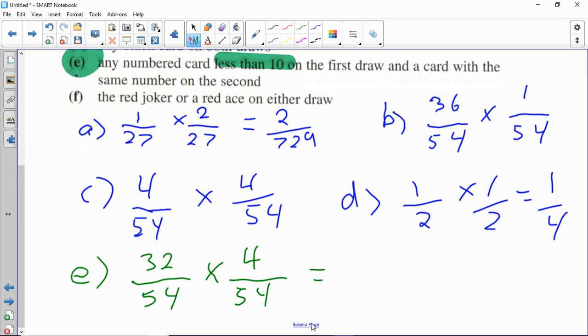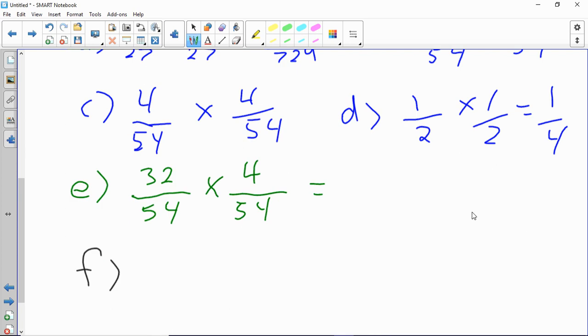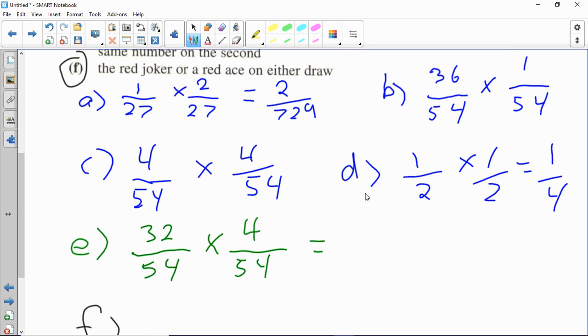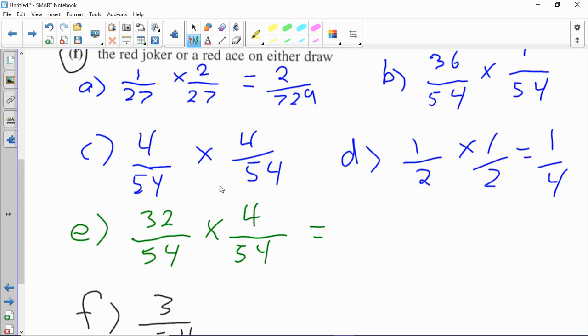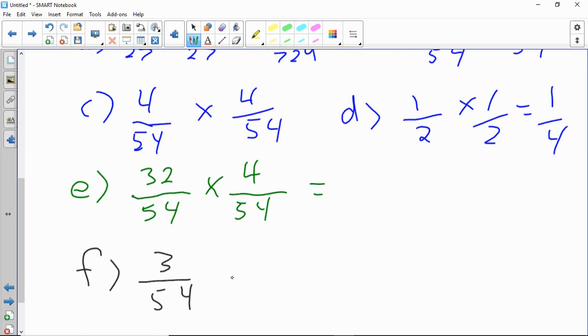And then even a little bit more challenging is F. So let's take a look at F. Okay, so F is the red joker or red ace on either draw. Okay, well there's 1 red joker and there's 2 red aces. So the chance of getting one of those is 3 out of 54. Now this isn't an and, this is an or. Okay, so it's not like this has to happen both times. It only has to happen on one of the draws. So we don't want to multiply. In fact, we should add, because our probability is going to be higher than 3 out of 54. So at first, to be honest with you, this is what I thought at first.